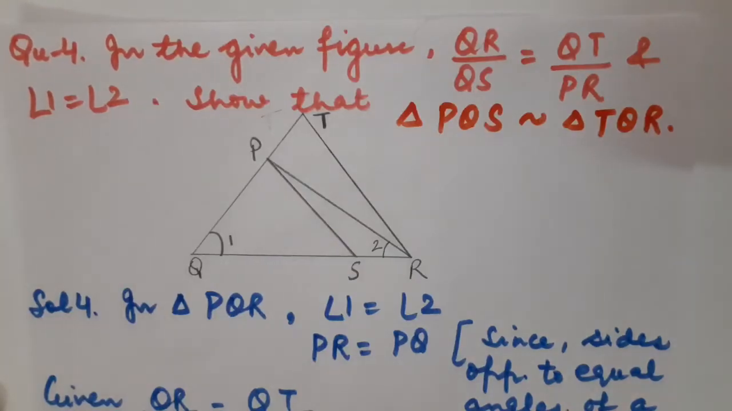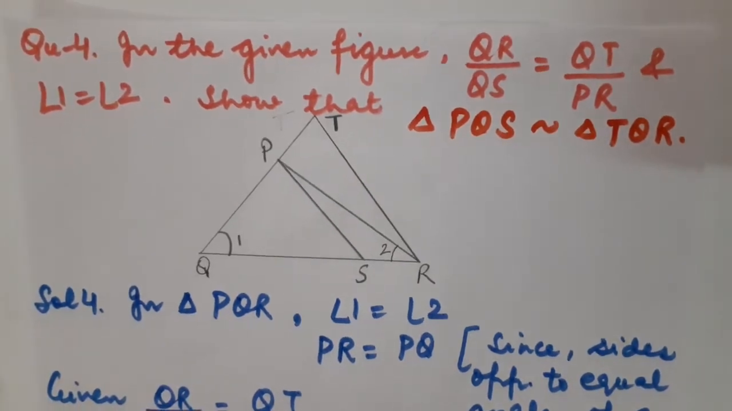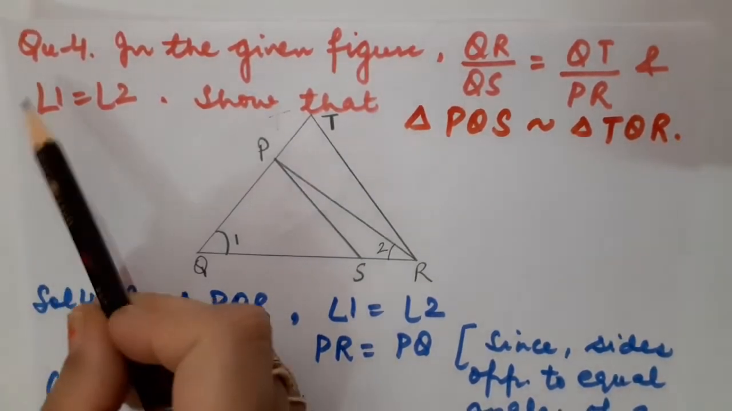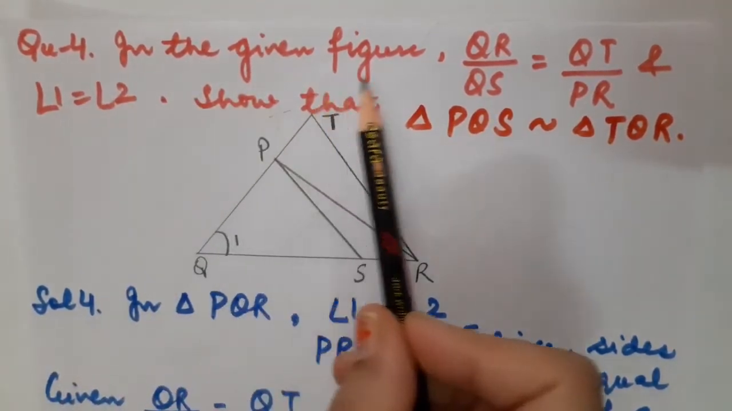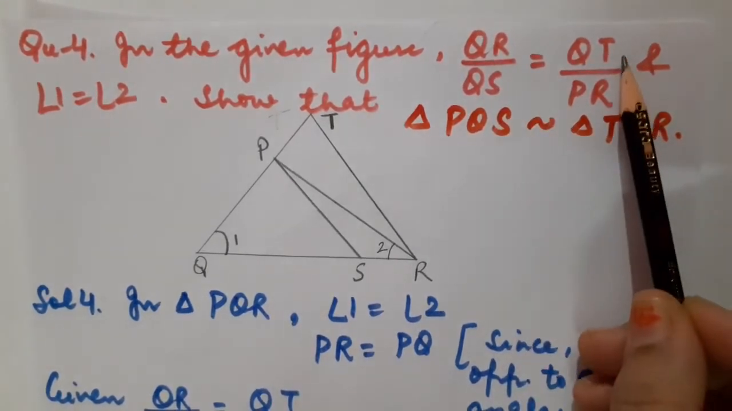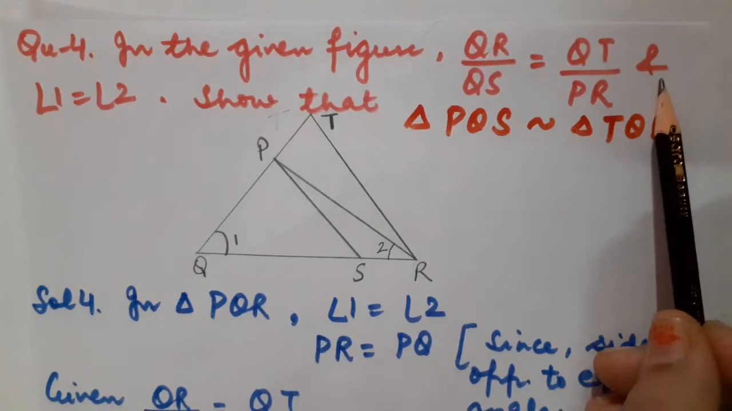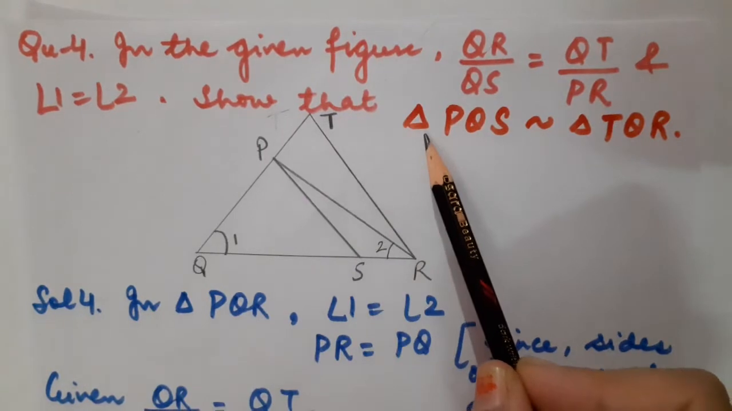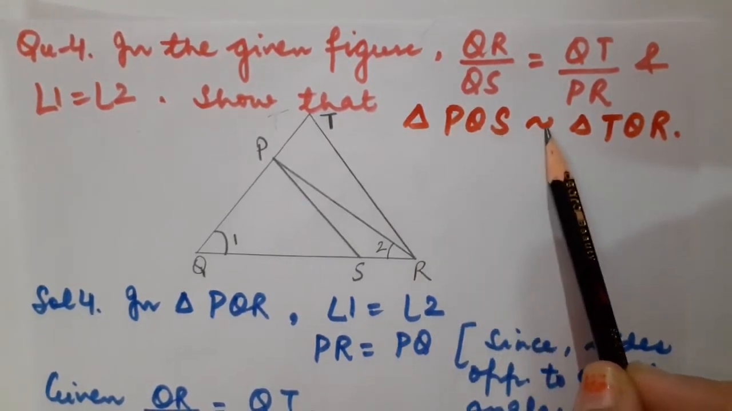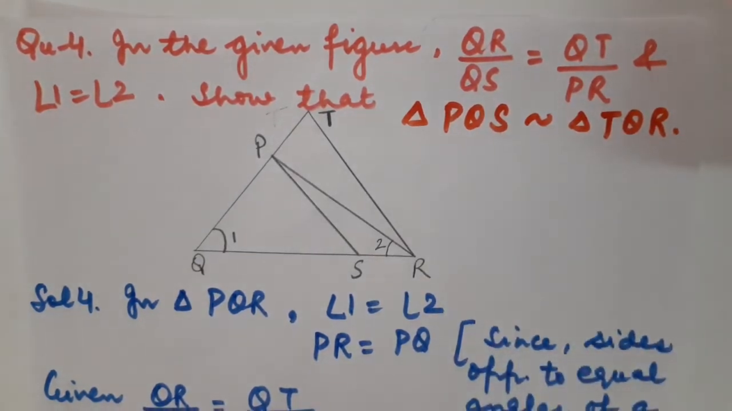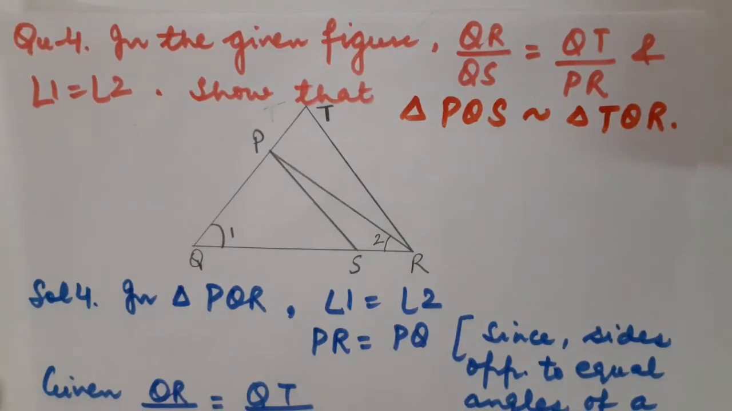Now children, using the same criteria, that is the side angle side similarity criteria of triangles, I am going to take a few questions from exercise 6.3. This is question number 4. In the given figure, QR upon QS is equal to QT upon PR and angle 1 is equal to angle 2. Then show that triangle PQS is similar to triangle TQR. Got it, children? Now just look at the diagram. Through the diagram we can better understand the statement.